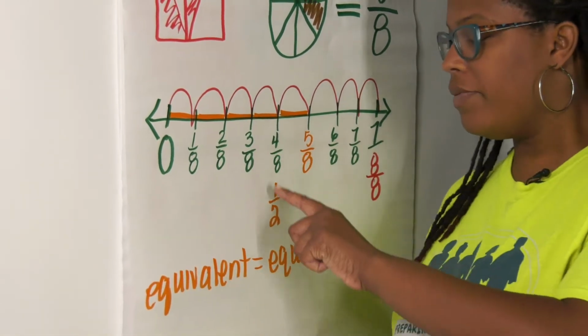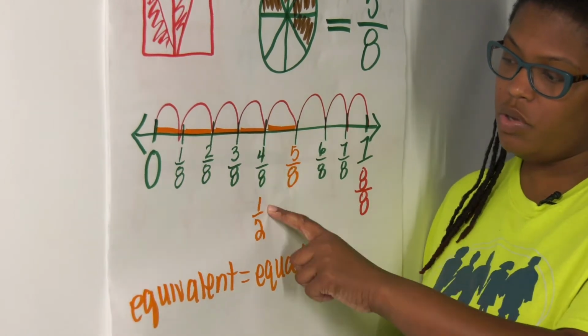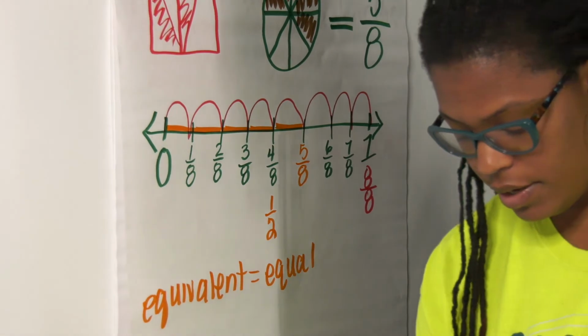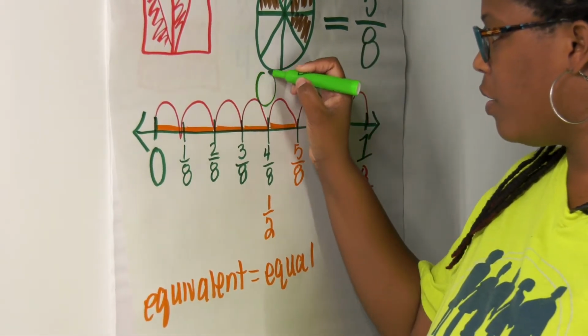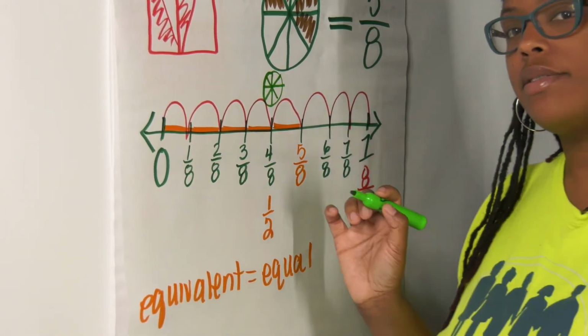Doesn't mean the numbers have to be the same. It means that it represents an equal amount. So I want to show you what that looks like. With this 4/8, I'm going to use this circle, but I'm going to put it here smaller and split it in 8s.